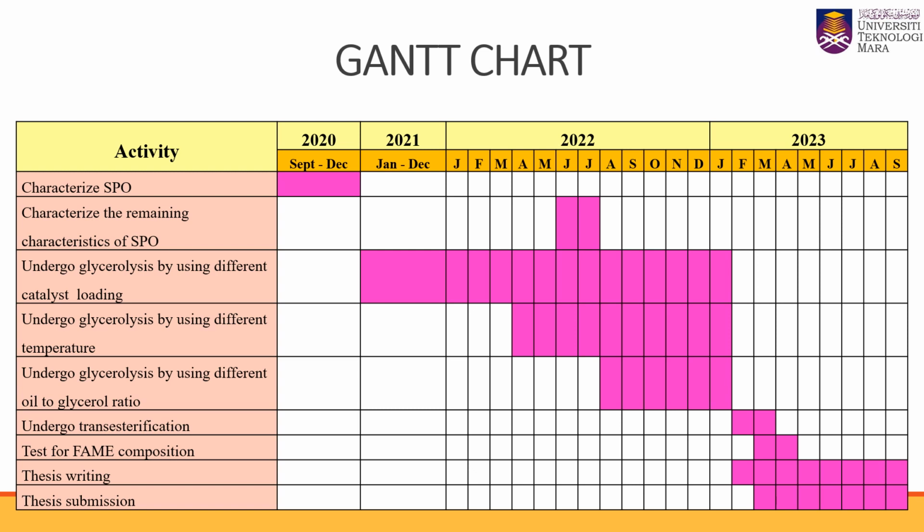So for the Gantt chart, I expect that by March, no, by April, I will be done with the FAME composition, which is the biodiesel characteristic, and I can do the thesis after that.